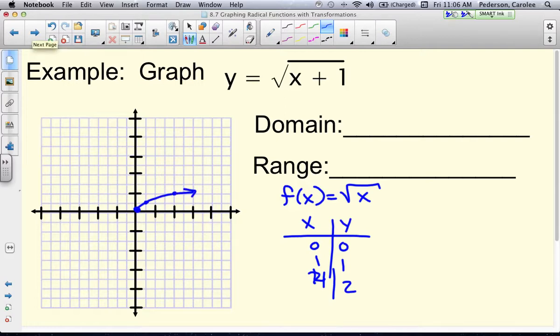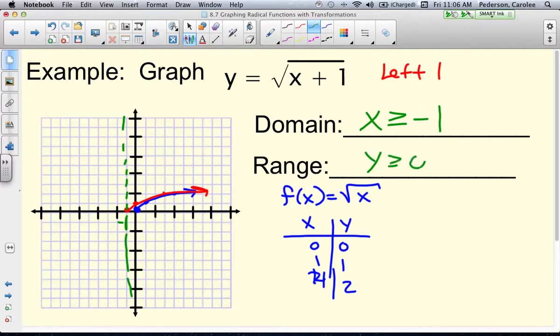Now, what happens when we go plus 1 inside the function? Well, that's going to shift it left 1. So we're going to pick up this blue ordered pair set and shift it 1 left. So there is our function. Now what's the domain? The domain is anything greater than or equal to -1. Here's -1. Anything to the right of that green line is the domain, so greater than or equal to -1. And the y values have still not changed, haven't moved along the y-axis, so the range is still y greater than or equal to 0.